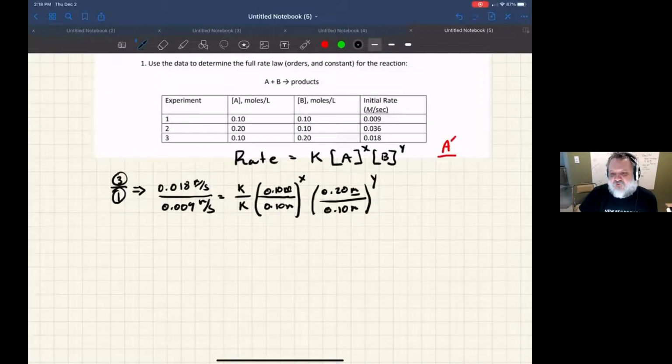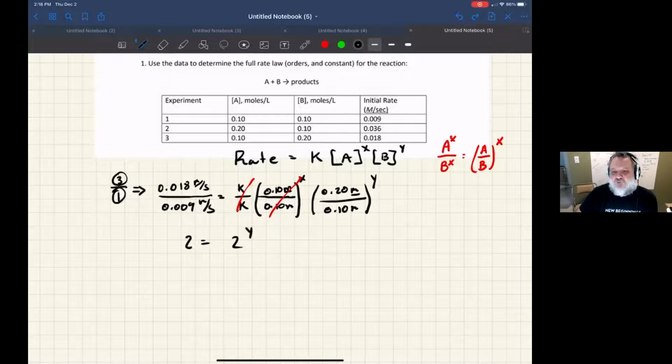The reason I can do that is I'm taking advantage of this identity that a to the x over b to the x equals a over b, all to the x. And so what happens? Well, then this particular ratio is canceled because it just goes to 1. The same thing with the rate constants. They go to 1. So the equation simplifies very nicely. On the left side of the equal sign, you get 0.018 divided by 0.009, and on the right side of the equal sign, you get 2 to the power y.